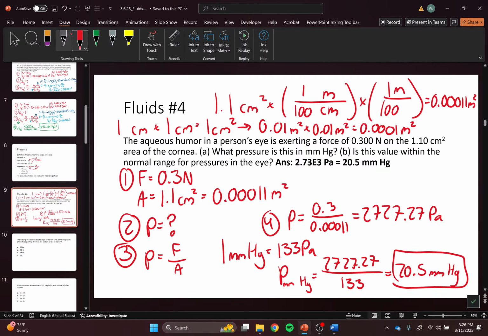And if you Google it or ask ChatGPT, they say something like between 18 and 21 is good. And yay, this person's eye is fine. This is something people test. They test the pressure in people's eyes. How do they do it? I actually don't know. I haven't looked it up. But they definitely care.